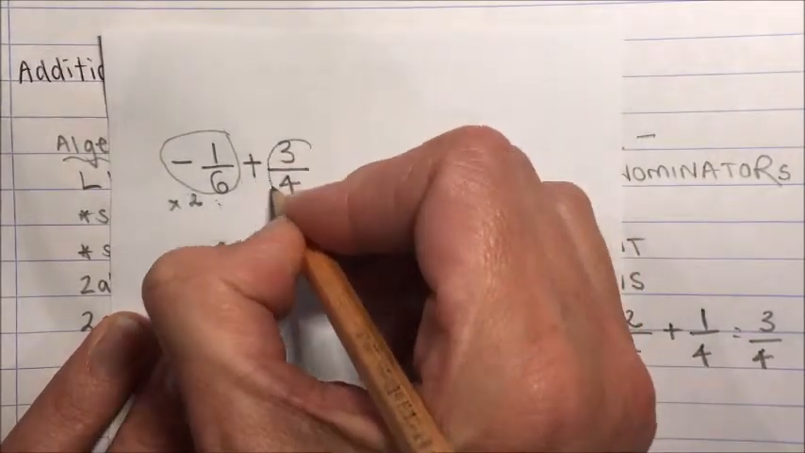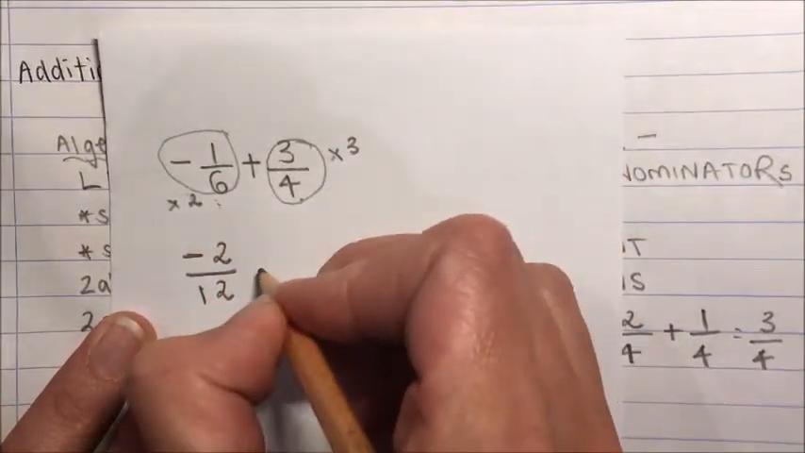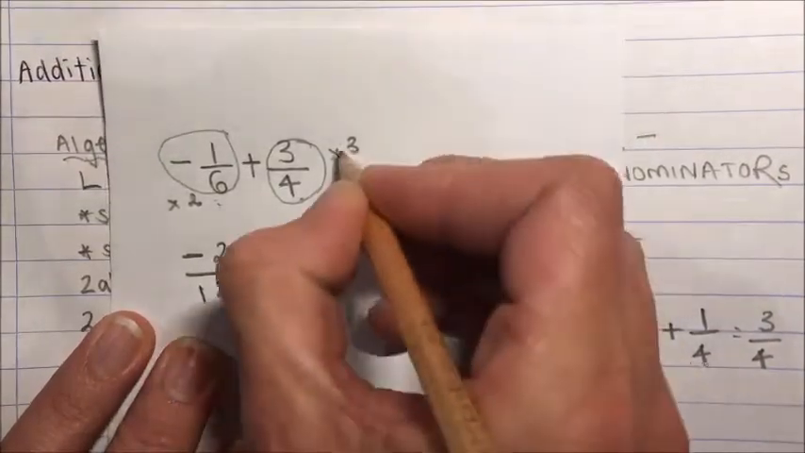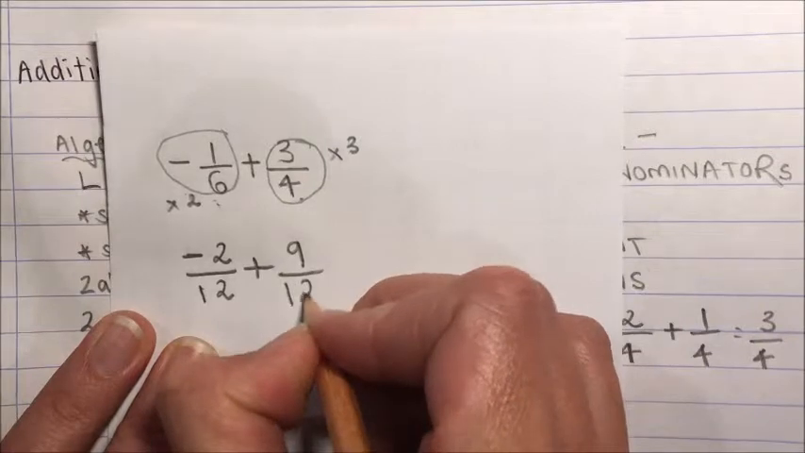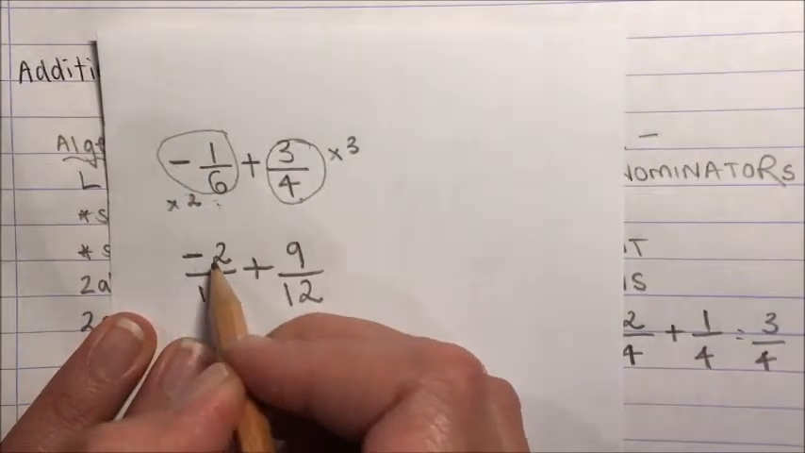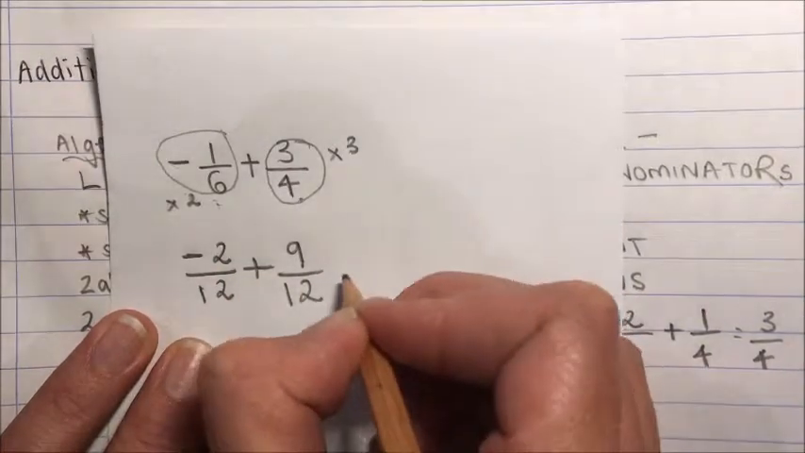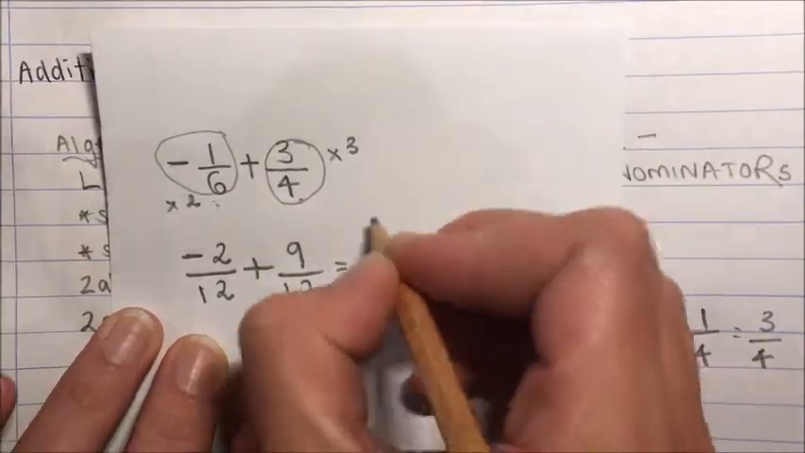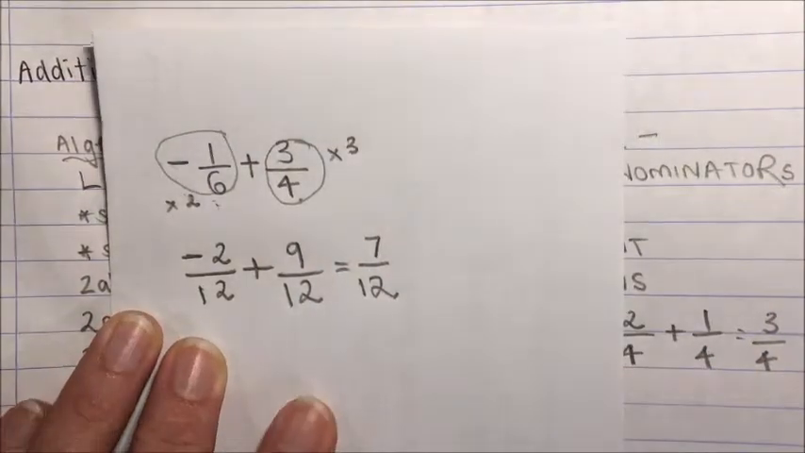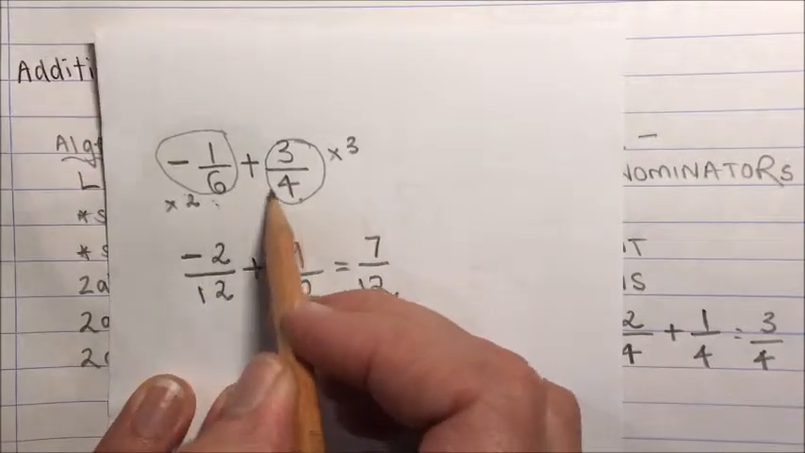And then I need to multiply this whole thing by 3. 3 times 3 is 9, positive 9. 3 times 4 is 12. So you'll notice there that I applied my sign to the numerator. The positive and negative, I only talked about them in relation to the numerator. So -2 plus 9 is 7/12.